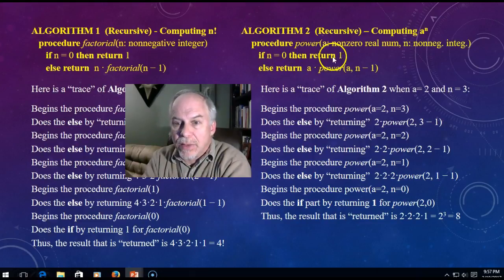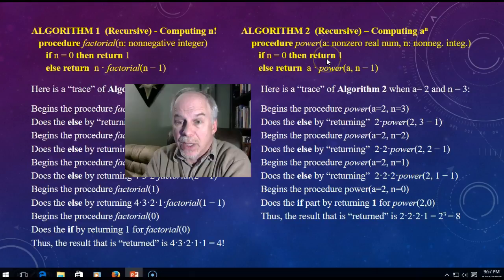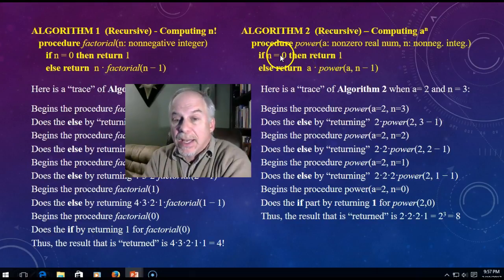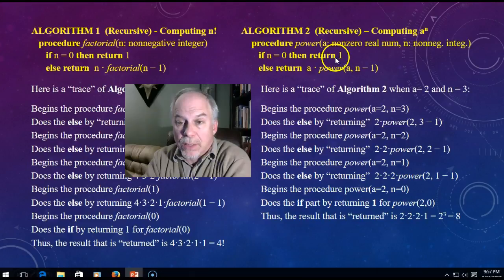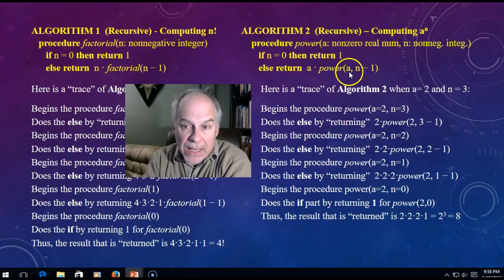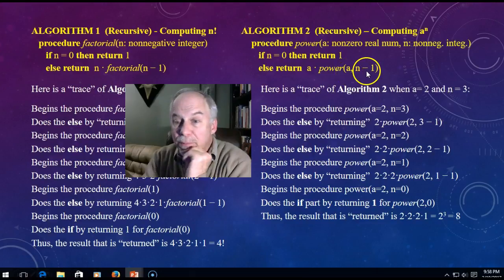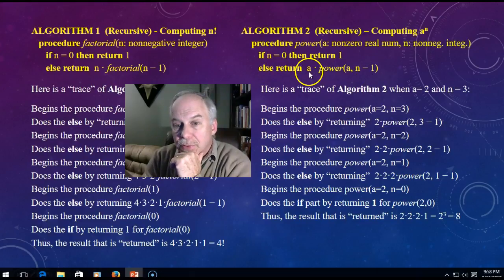Now, if n is 0, then return 1. So that just means it gives us a way to stop the procedure. And it'll return 1 when it gets done. And then else return a times. And then here is another call to a procedure, but using a smaller n value. Now, it still uses the same a, the same base for the exponent, but it calls it into action again with a smaller n value. Okay, so it's going to produce a times the lower power value.